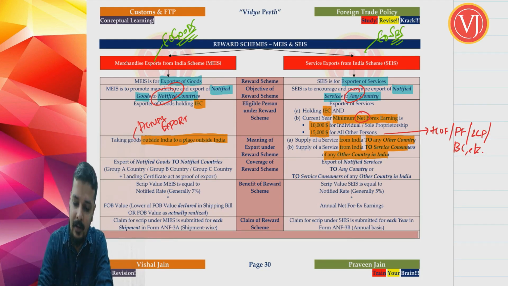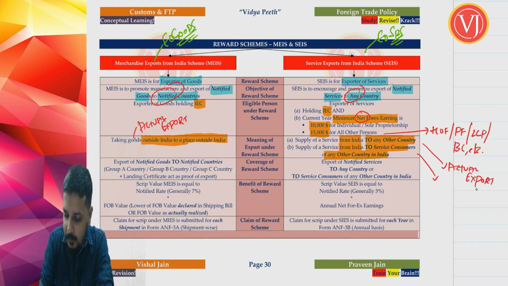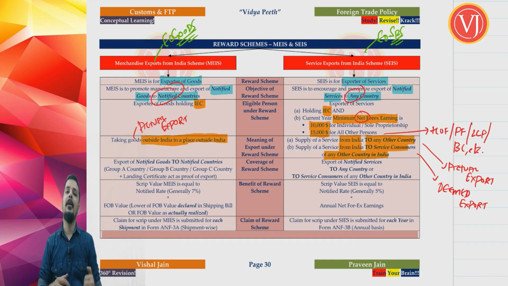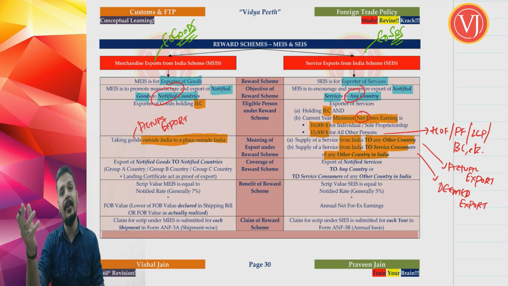So friends, here the focus is both on your actual export as well as something similar to deemed export, though it is not technically deemed export, right? Supplying service from India to outside India, or from India to foreign nationals within India, to service consumers of any other country, means foreign nationals in India. That we'll understand when we are discussing the illustration.